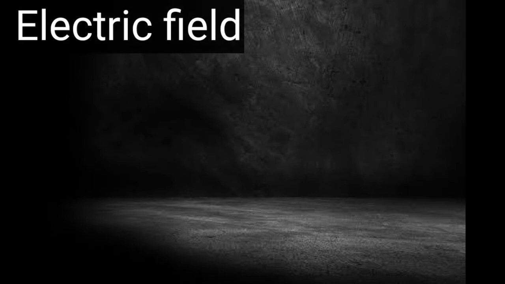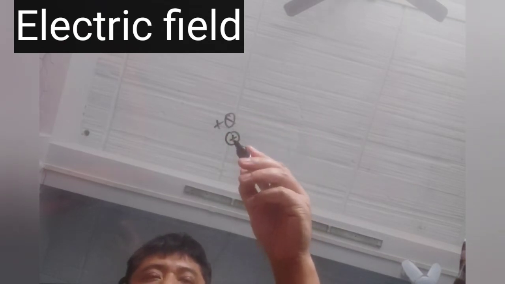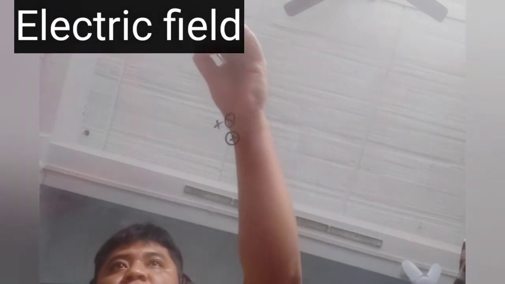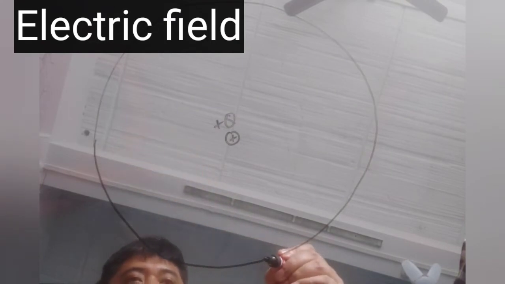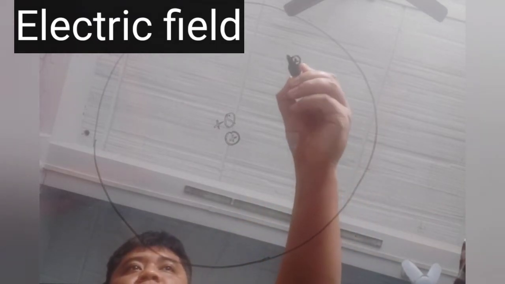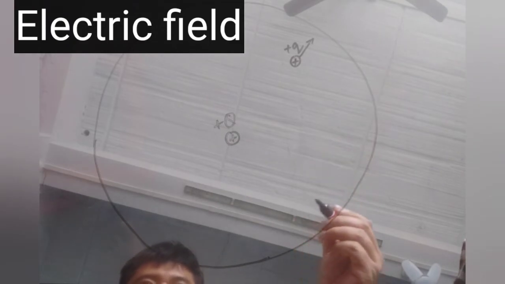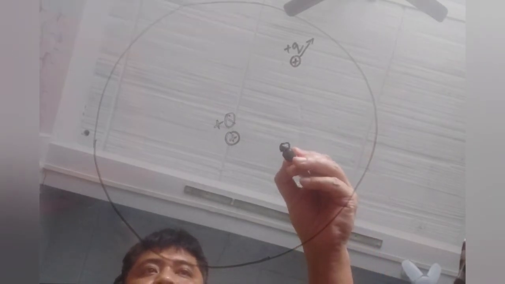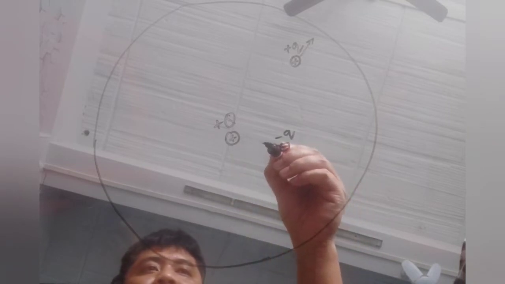An electric field is a region around the charged body within which a unit charge experiences a force of attraction or repulsion. Let us consider a positive point charge plus Q located at this point. If this is the space around which it can experience force, I mean electrostatic force. Within this region, if we put another charge plus Q, this will repel in this direction. And if we put another charge, negative charge minus Q, near it, it will attract in this direction.